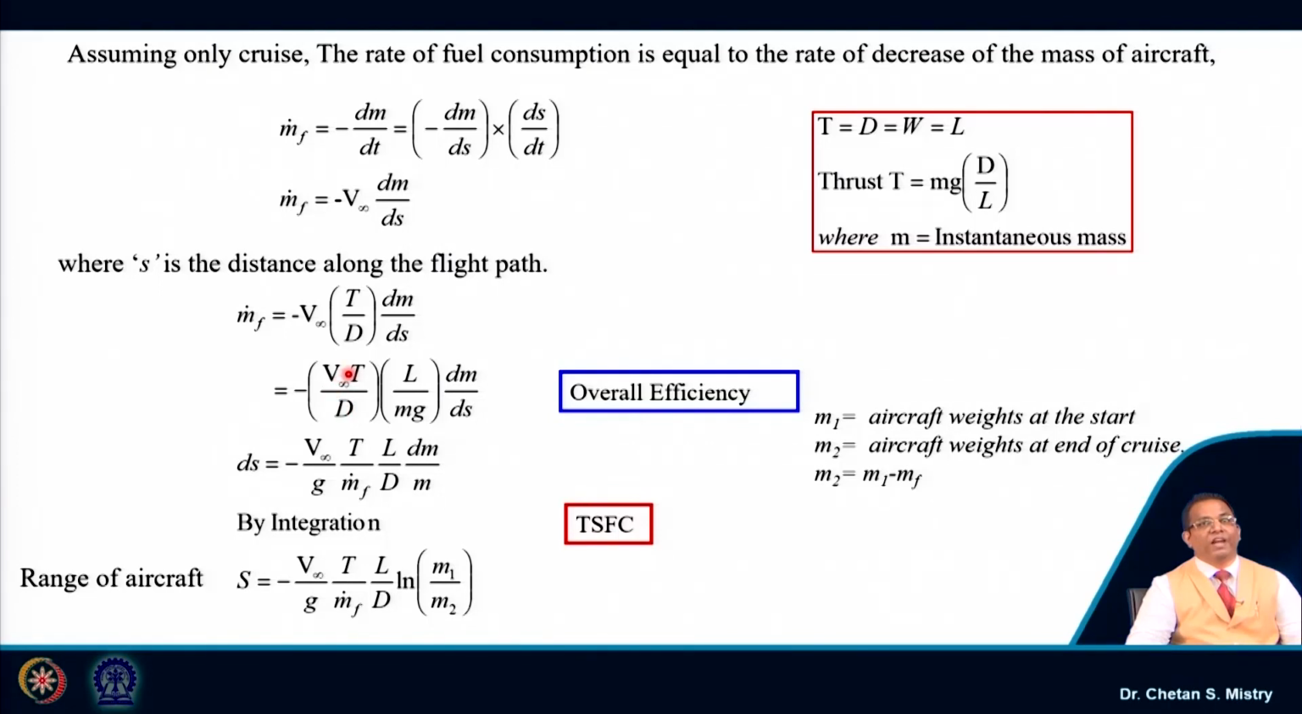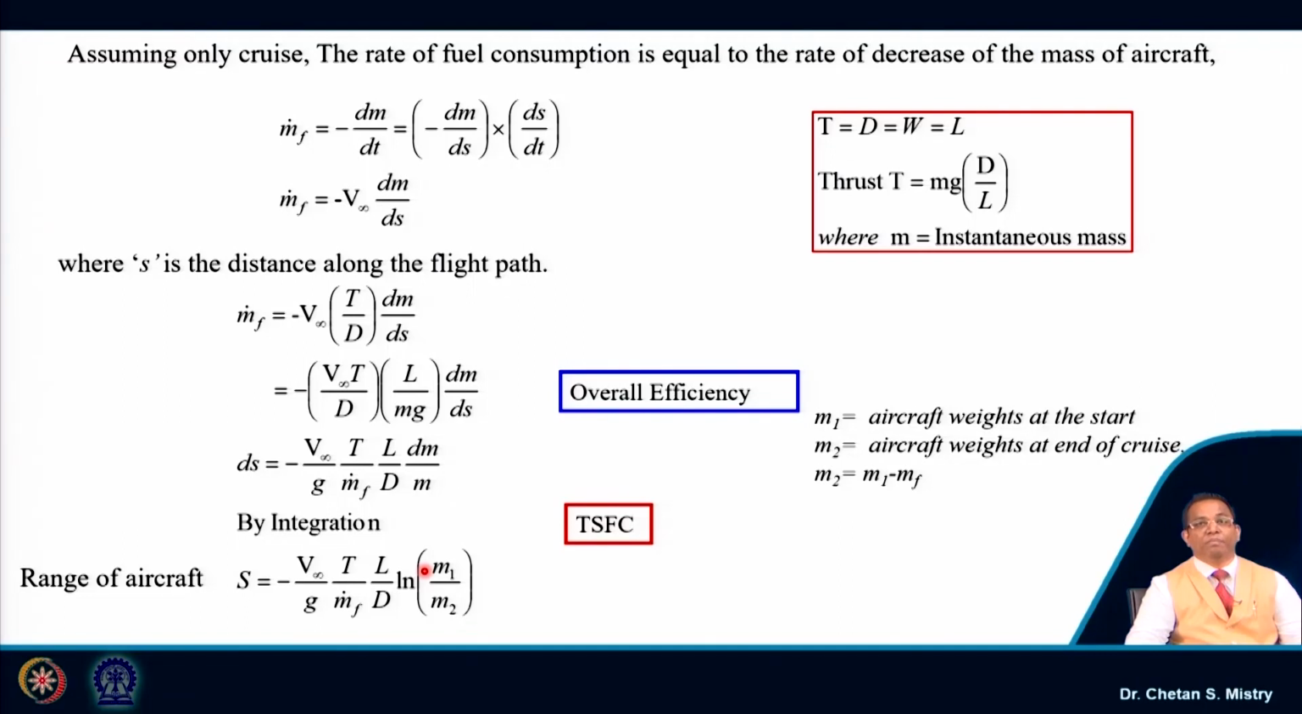Now, this I will try to further simplify. If I simplify this equation, my ds is given by v infinity by g into thrust divided by m dot f, L by D into dm by m. If I do the integration, then this gives s. This s is defined as the range of the aircraft, and in this case we will get the formula in the form of m1 and m2.